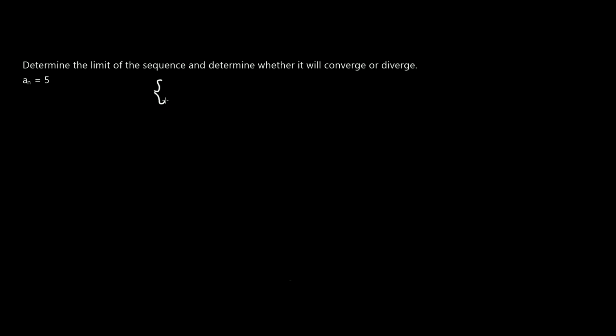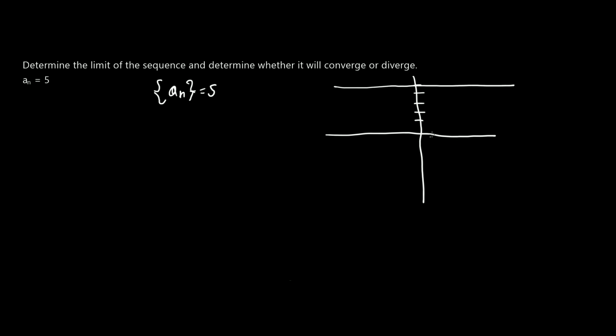So here we have the sequence a sub n, which simply equals 5. If we were to graph this, we would have 1, 2, 3, 4, 5, and then the 5 will simply be flat. And then you can have your x coordinate plane here, and then your y over here. Or in this case, we're not talking x, we're really talking n.